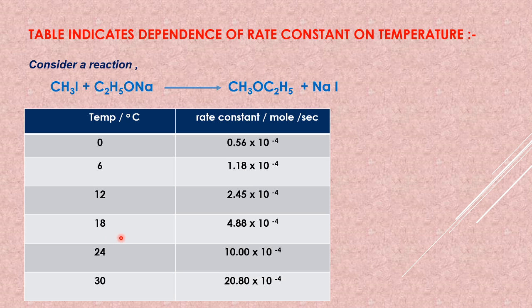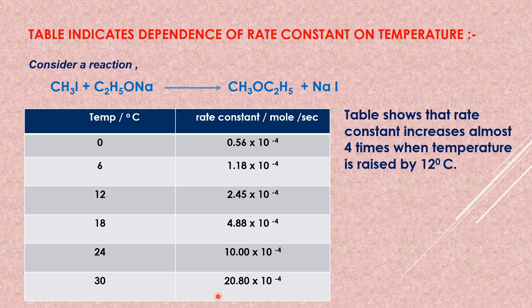At 18 degrees Celsius, the rate constant is 4.88 into 10 raised to minus 4. At 24 degrees Celsius, it is 10.00 into 10 raised to minus 4. And at 30 degrees Celsius, it is 20.80 into 10 raised to minus 4. So if we see this table, we observe that as the temperature increases, the rate constant goes on increasing.